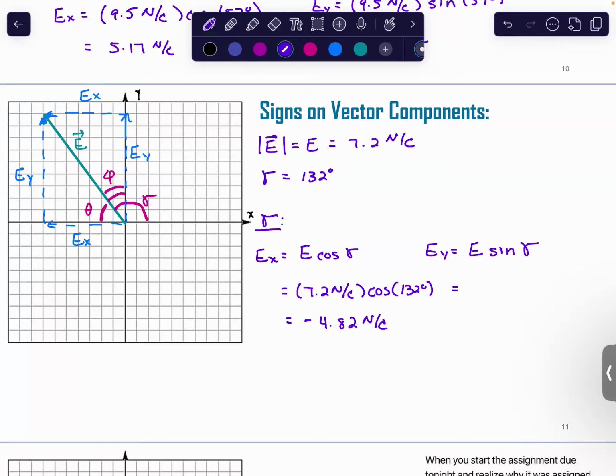So then your EY, and this one should give you about... So like we talked about on Monday, you see that using the angle counterclockwise from the positive x-axis will automatically give you the correct signs on your components. Otherwise, you're going to have to analyze what quadrant your vector is in and decide what signs your components are going to have.